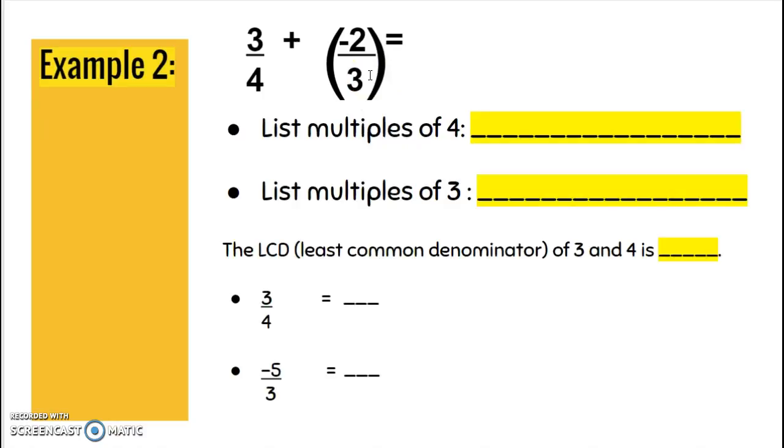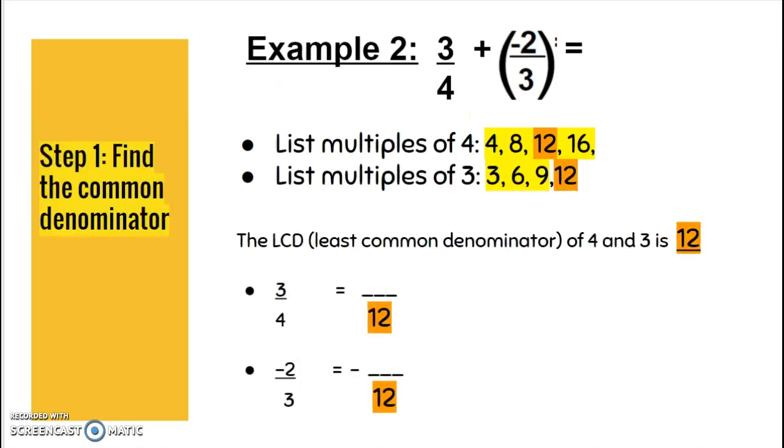The first step of finding a common denominator is to list out some of the multiples. So multiples of 4: 4 times 1 is 4, 4 times 2 is 8, 4 times 3 is 12. Maybe you just go a couple more, like 4 times 4 is 16. And then now you list the multiples of 3. 3 times 1 is 3, 3 times 2 is 6. Still don't have one in common, so I keep going. 3 times 3 is 9. And then I stop here.